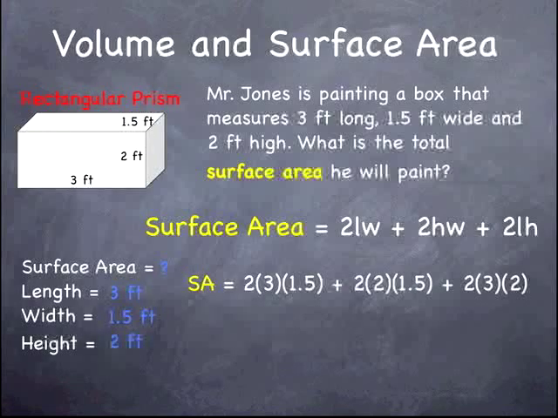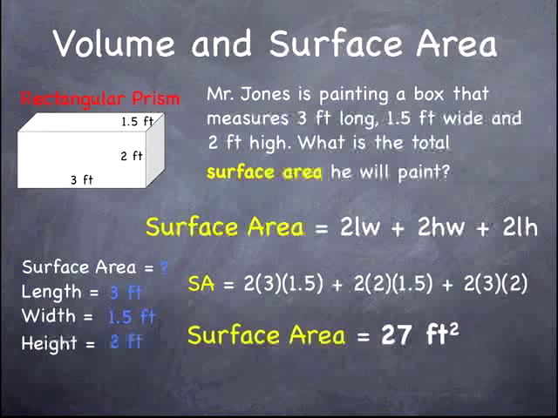And if you take a look, I have put 3 in every place I see L, I've put 1.5 in every place I see W, and I put 2 in every place that I have seen H. Now this might take you a little bit of time to put into your calculator. Make sure you put it in accurately. However, when you do, you will come up with a value of 27.